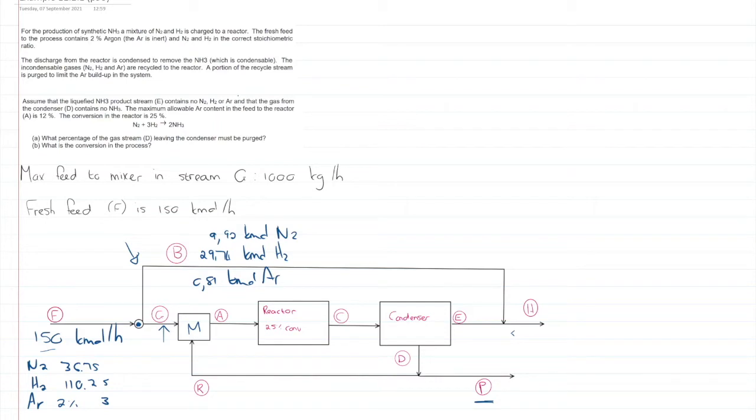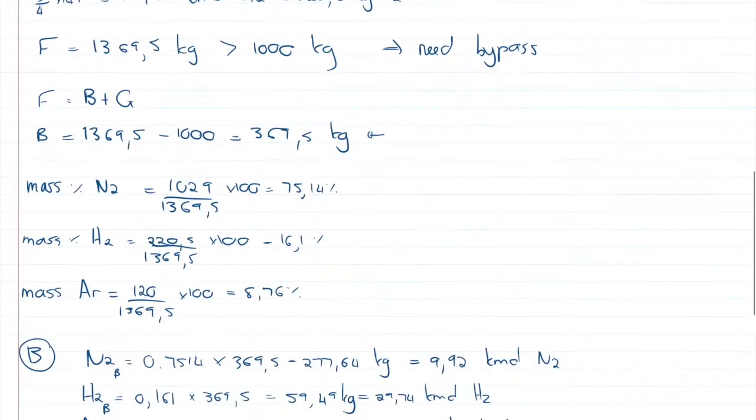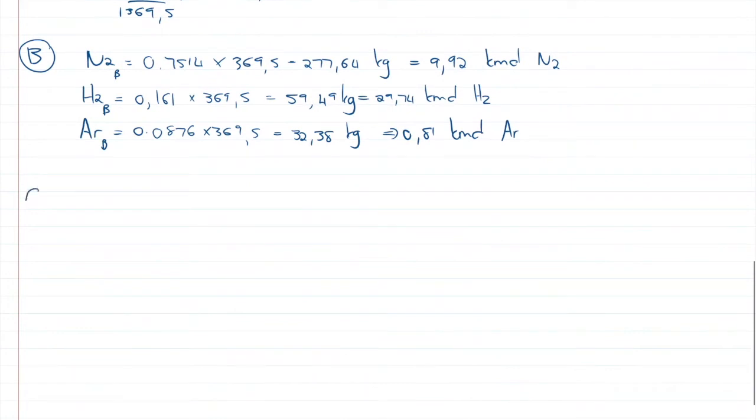And I also know the composition of G because I can subtract the nitrogen in B from the nitrogen in F to get the nitrogen in G and do that for all three components. Because G is F minus B, and that counts for all the components as well.